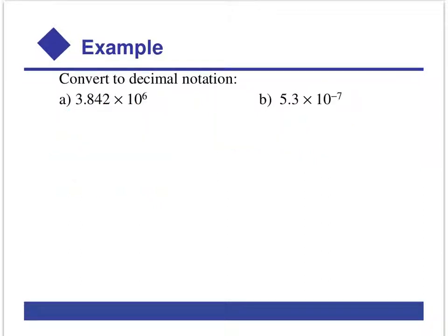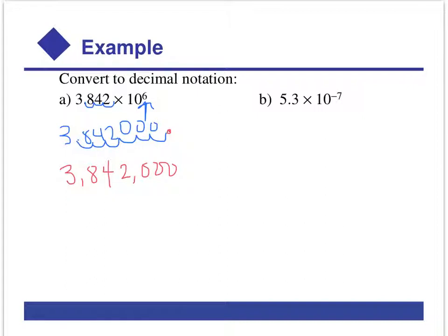Now we're going to convert to decimal notation. Now, remember, if you have a positive exponent, it should turn into a very large number, right? So that means we're going to go to the right. So if we had 3.842, 1, 2, 3, 4, 5, 6, that means we've got to put in zeros there. A decimal is now here. So now we have 3,842,000 is our final answer.